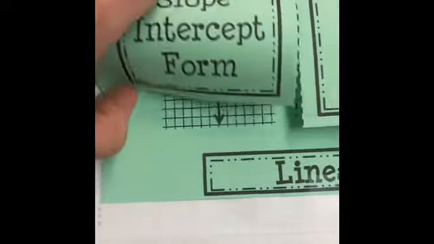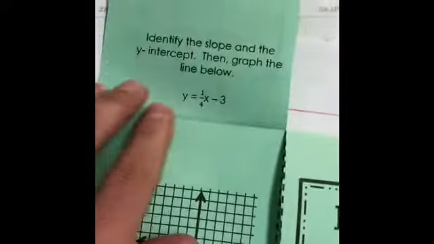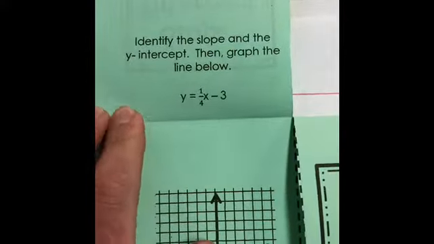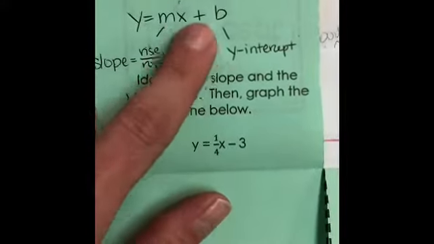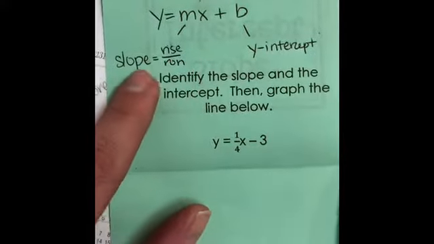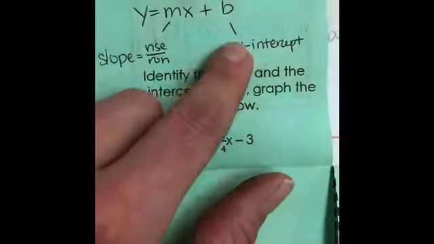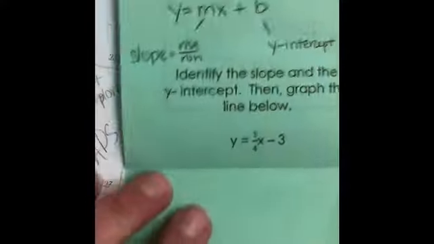We're going to start by opening up slope-intercept form. What is slope-intercept form? Remember, y equals mx plus b is slope-intercept form, where m is the slope, or rise over run, and b is the y-intercept.